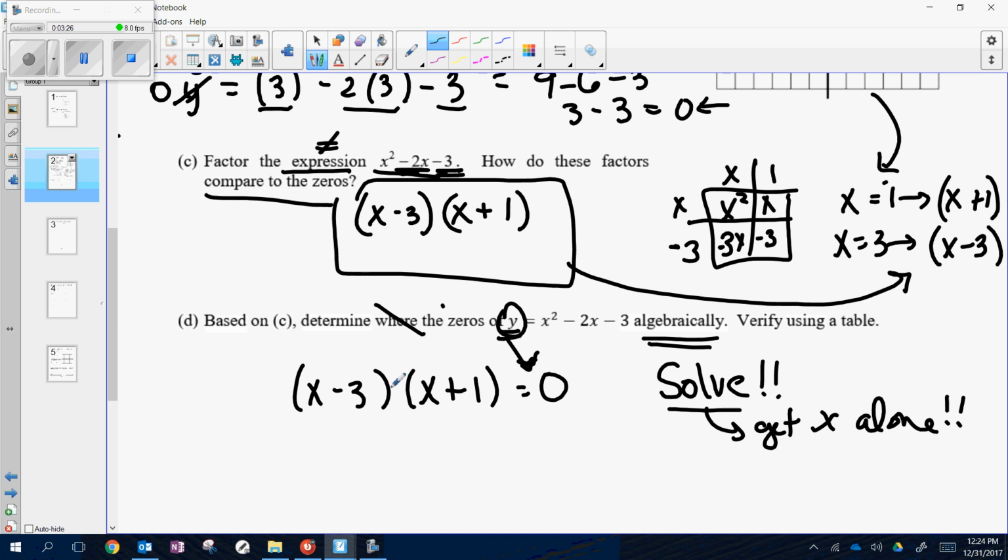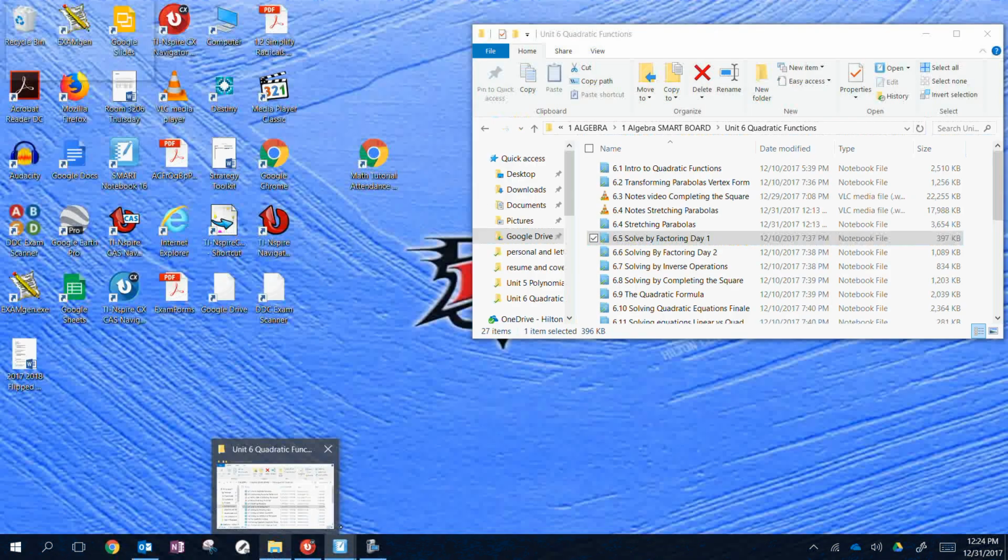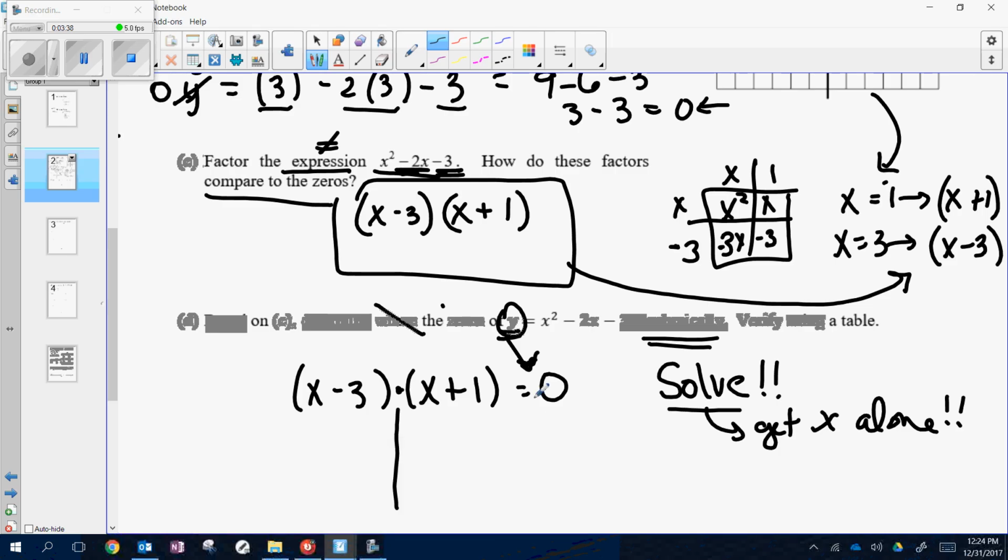So we're going to say that if this is a product making a 0, then one of these two things must be a 0. So we're going to say, oh, what did I just hit? Hold on a second. Let me get back to where I was.